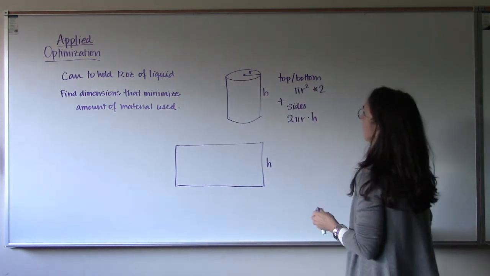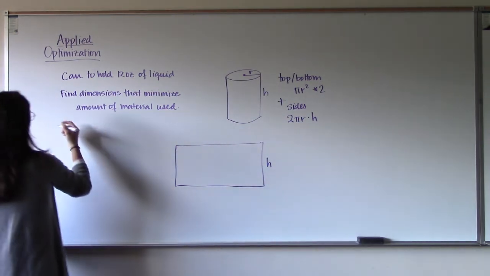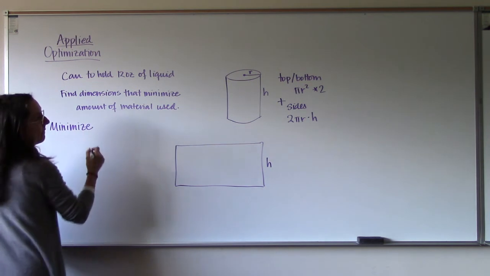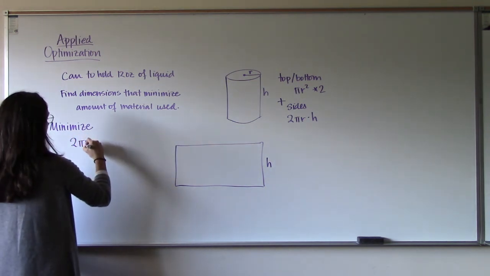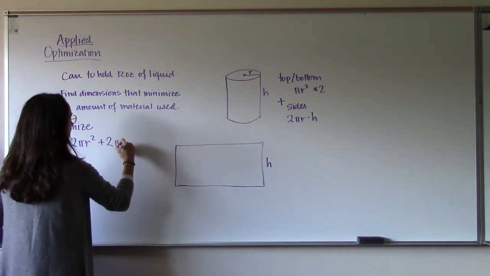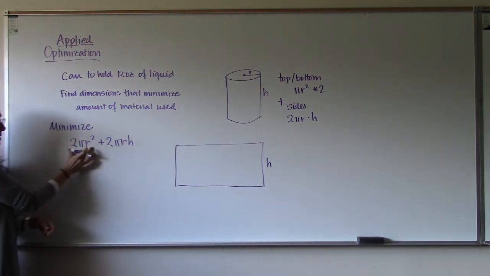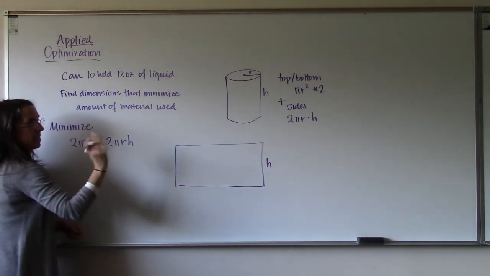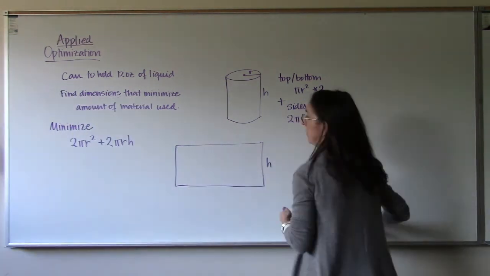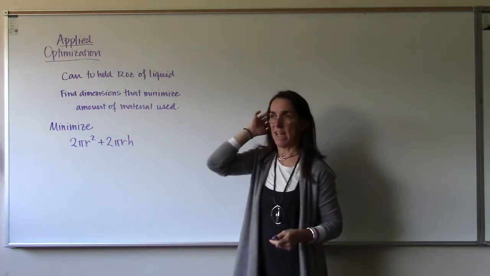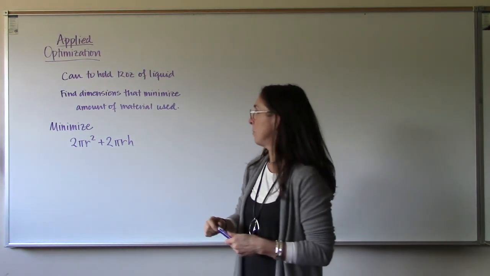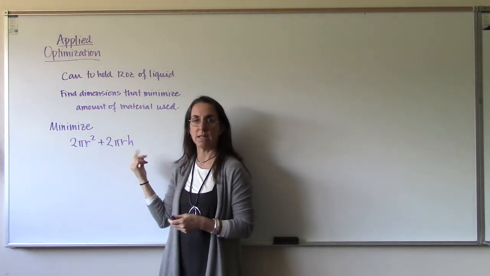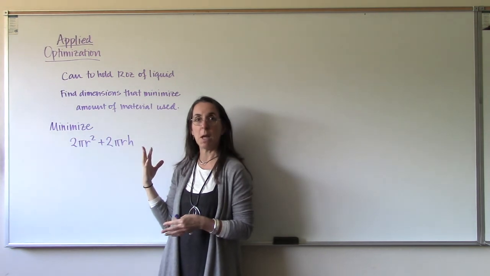All right, so we want to minimize two pi r squared plus 2 pi r h. This is the top and the bottom of the can, and this is the material that it takes for the side walls. So one of the things that you have to think about when you're doing these optimization problems, if you tell me that you want me to minimize this, well, I'll just make everything equal to 0. That'll be pretty minimal, right?